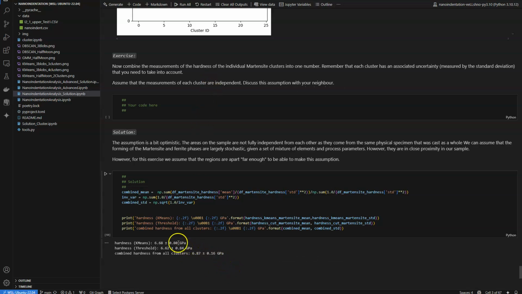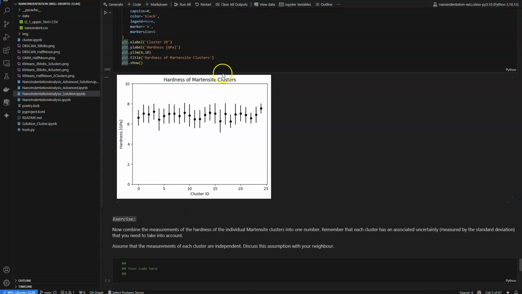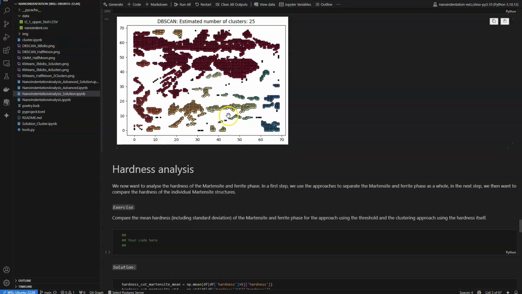So if we do that, you have the hardness from k-means and the hardness from the manual threshold. Indeed, the central value is fairly similar, although not quite the same, but the uncertainties are much lower. And of course, we have been slightly optimistic with our assumption. The above procedure means that each of these points is statistically independent, whereas that's not quite the case, because if we scroll back, we can see that this cluster is certainly not completely independent from this one because they're very close together. This is why our choice of treating them as independent has been a bit optimistic.